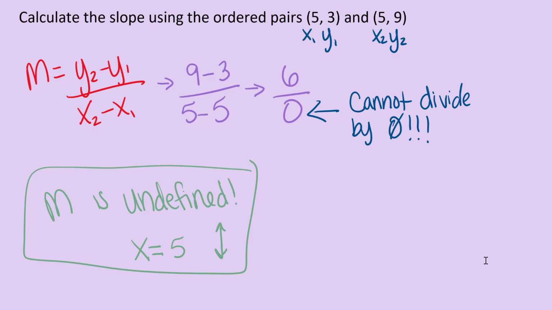And that's going to do it for this lesson today. We learned how to calculate slope from 2 points and what it looks like when slope is undefined.